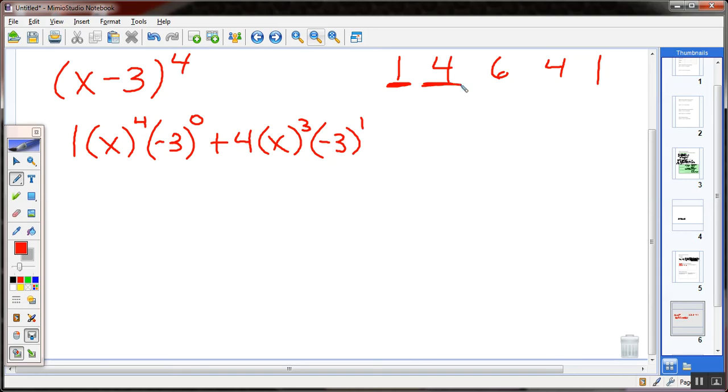Anybody want to guess what the next term's going to look like? Plus 6 times x to the second. Bring the x down 1 times. You guys are golden. You've got the pattern. What's next?